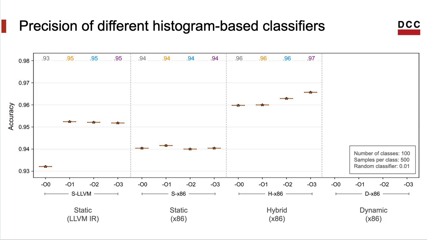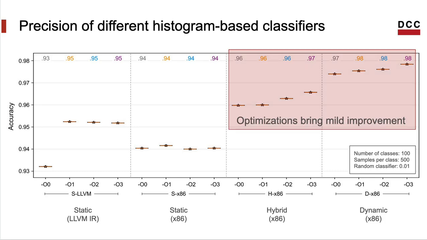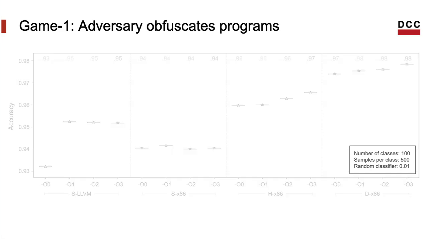Here we are actually running the programs. With the dynamic classifier, we obtain even better precision, and again, it improves with the optimization level. Indeed, in our observations, it seems that if we are allowed to run the program and observe this execution, the more optimized the program is, the better the precision of the classifier.